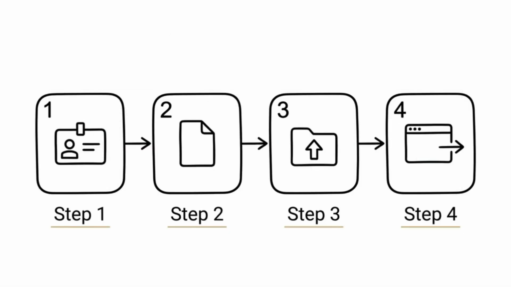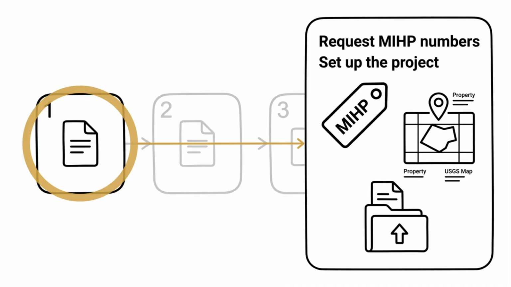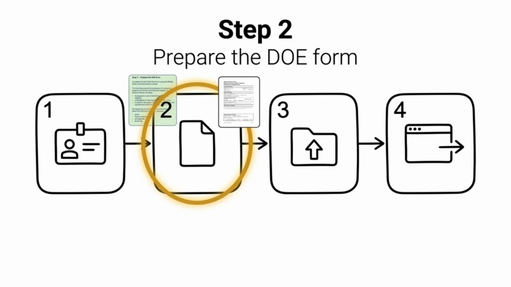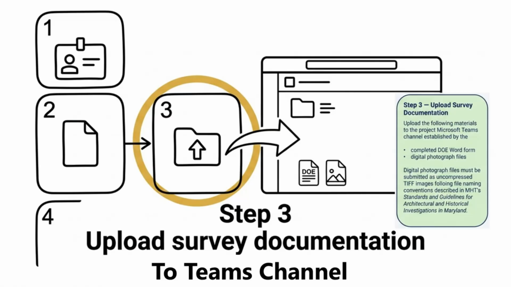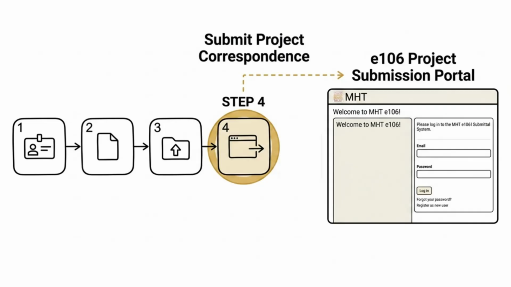The DOE process in Maryland follows four main steps. First, request the assignment of Maryland Inventory of Historic Properties numbers and the establishment of a Microsoft Teams channel for the project. Second, prepare the DOE form. Third, upload survey documentation. And fourth, submit project correspondence through the E106 system.